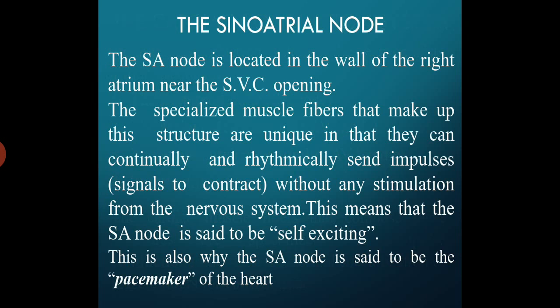The specialized muscles which are present in these structures are very unique. Why are they unique? Because they can do their function continually, and this continuity is not up or down, it is always in a rhythm. Why is it in rhythm? Because it is sending impulses, signals to contract, and the SA node is in a self-exciting state. That means it doesn't require any help from any nervous tissues. This is why we call it a pacemaker.